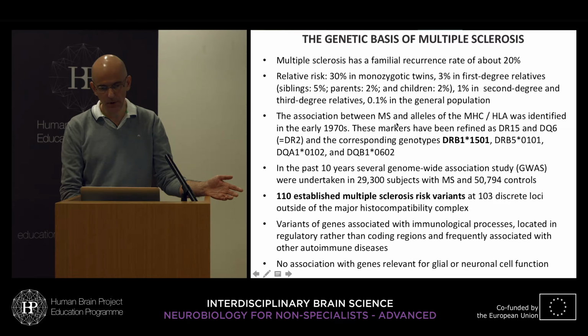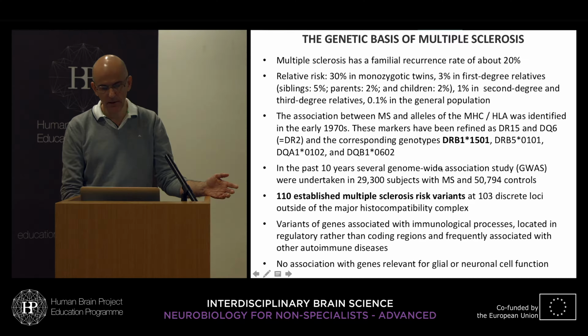The association between MS and specific MHC HLA alleles was identified already in the 1970s, and it has been shown in the past years that the most important allele is the DRB1*1501 allele, which increases the risk to develop multiple sclerosis dramatically.